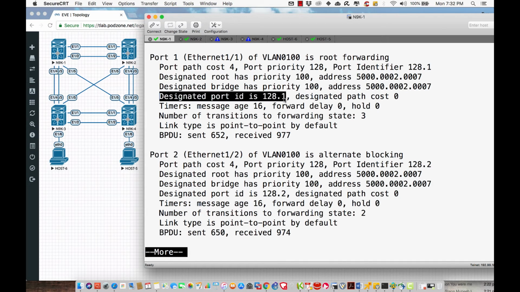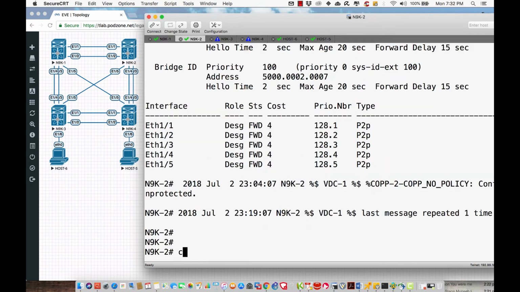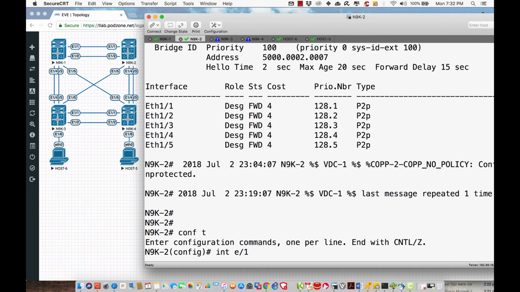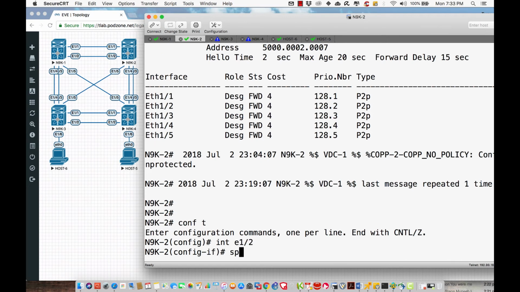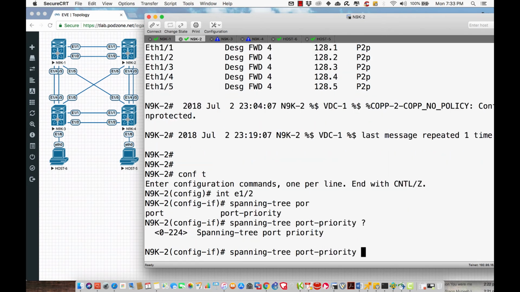So what I want to do is make 1/2 the root port on 9K1 without making any modifications or changes to 9K1. All my changes must take place on 9K2. This is what is referred to as an indirect manipulation. So I'm going to go to 9K2, config T, interface Ethernet 1/2, and say spanning tree port priority 0.